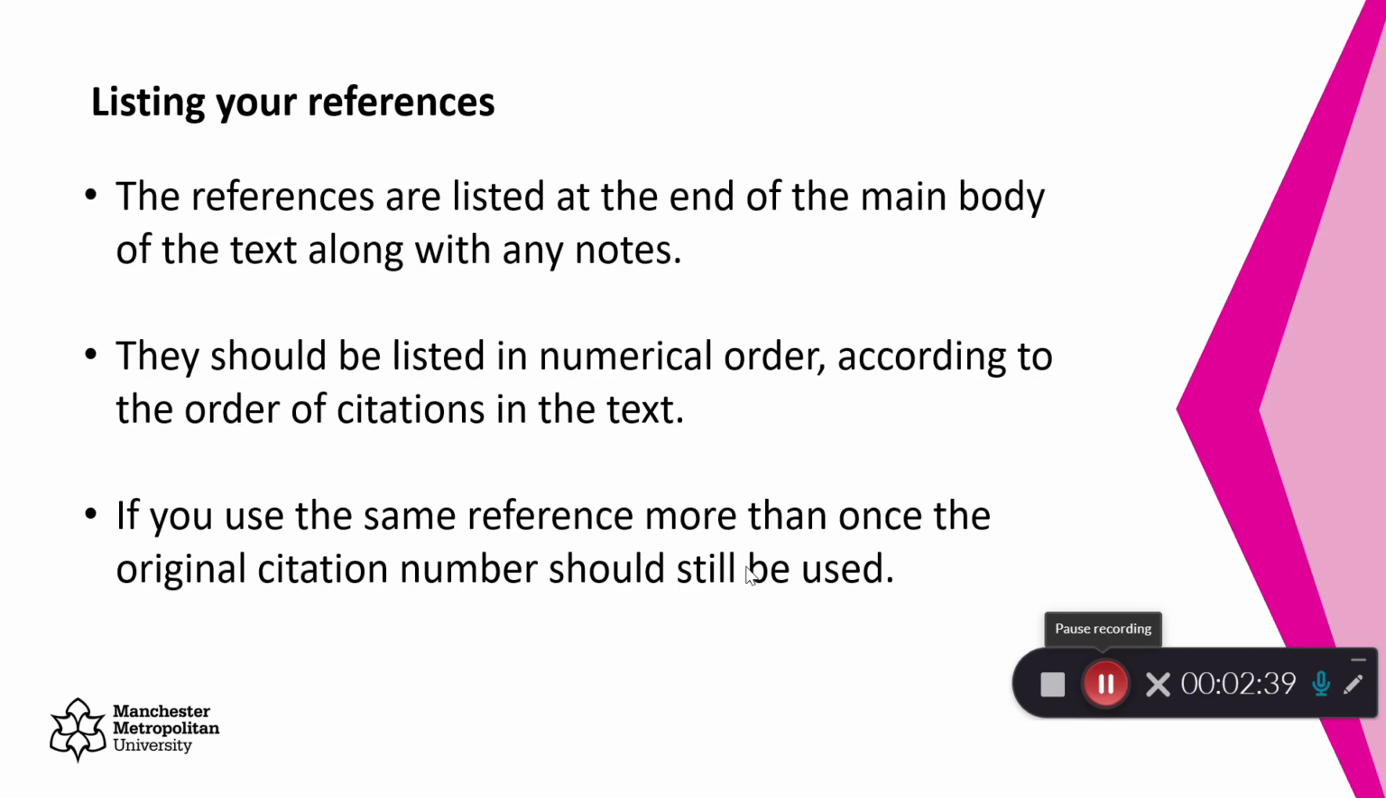And here are some rules that you must remember about listing your references. The references are listed at the end of the main body of the text along with any notes. They should be listed in numerical order according to the order of citations in the text. And if you use the same reference more than once, the original citation number should still be used.